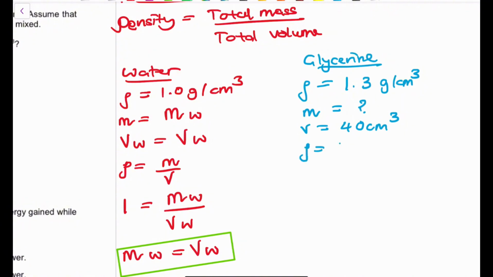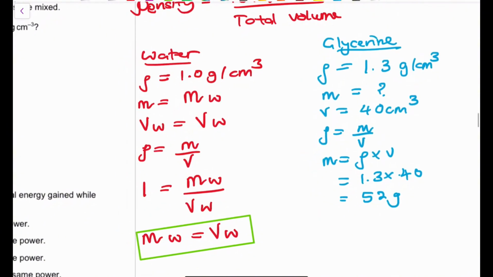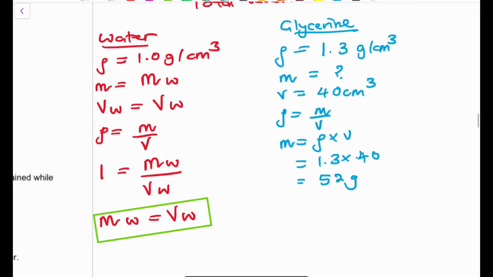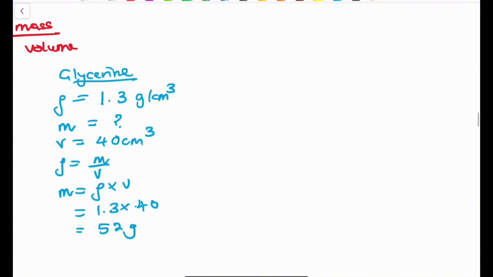I know that density will be equivalent to my mass divided by volume. So my mass is going to be my density multiplied by volume. My density is going to be 1.3 and my volume is going to be 40. That's going to give me a total of about 52, right? So the total is going to be 52 grams. So now these are the two facts that I have. Let's combine this.